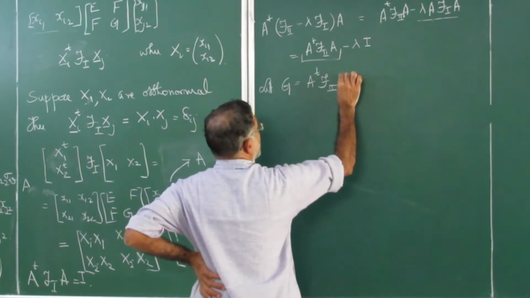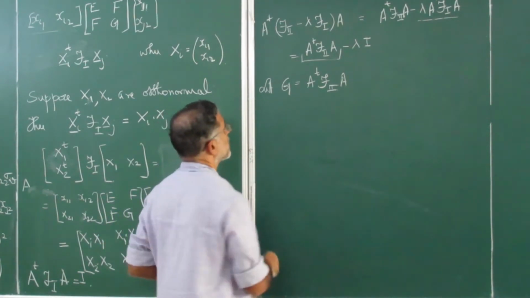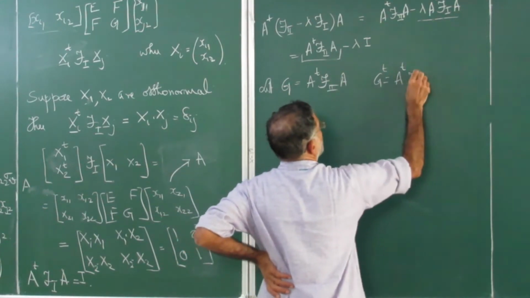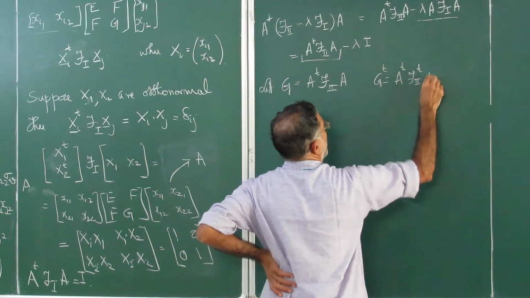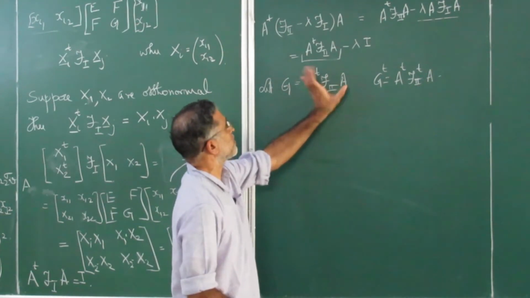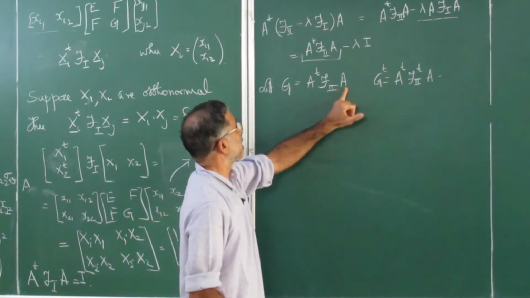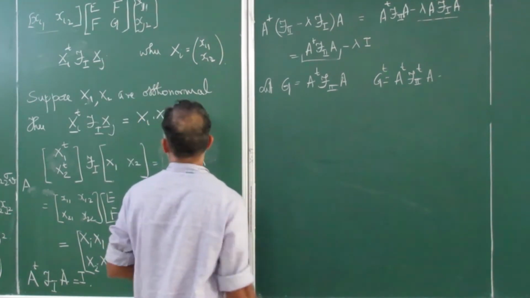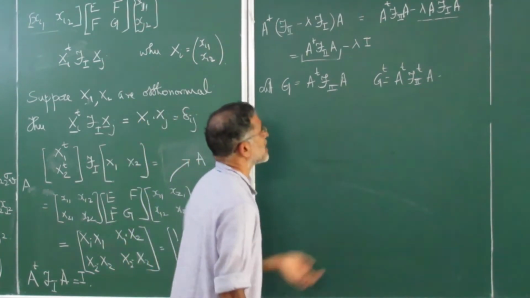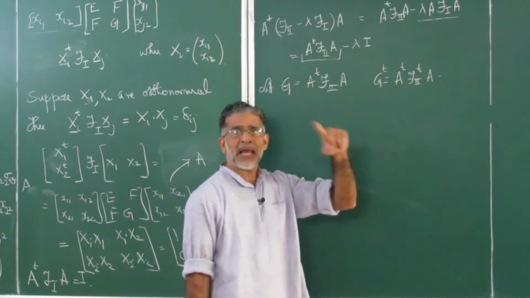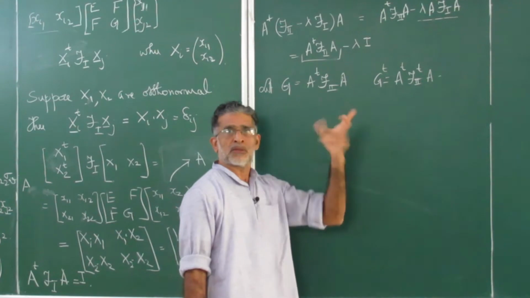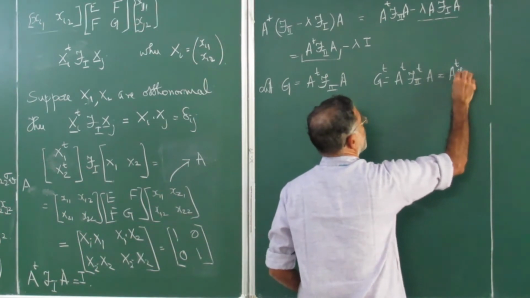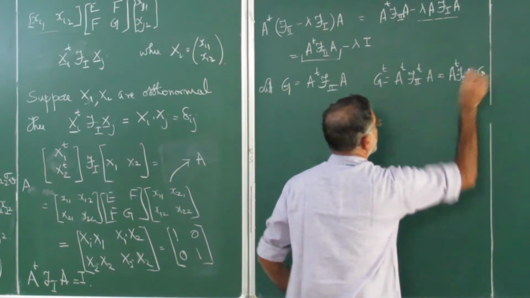This matrix is symmetric. That's quite trivial. Why? G transpose is equal to A transpose F2 transpose A, because the transpose of a product is the transpose in the reverse order. But F2 is a symmetric matrix, the second fundamental matrix, L, M, M, N. So it is symmetric. So this is the same as A transpose F2 A, that's equal to G. So G is symmetric.